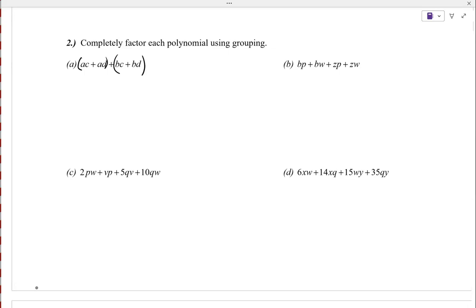Just looking at the first 2 terms, what did they have in common? An a. Good. When we pull out the a, again, just out of the first 2 terms, what are you left with? C plus d, right? Because we pulled out the a, right? So it's no longer on the c and it's no longer on the d.